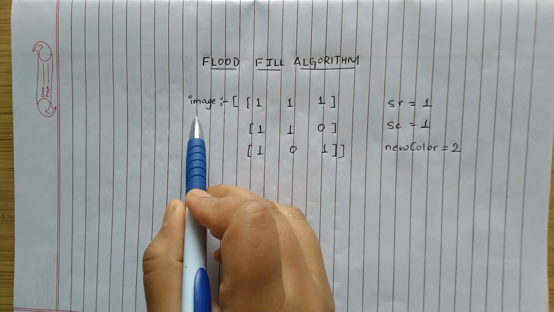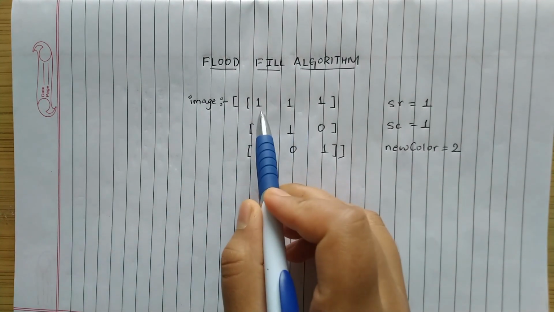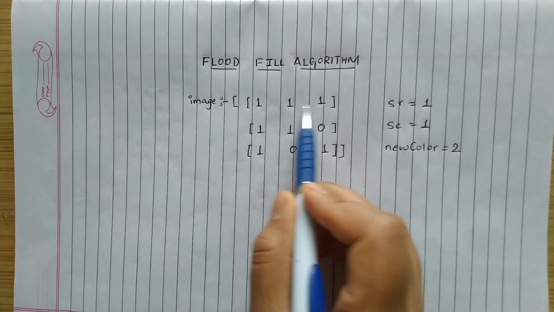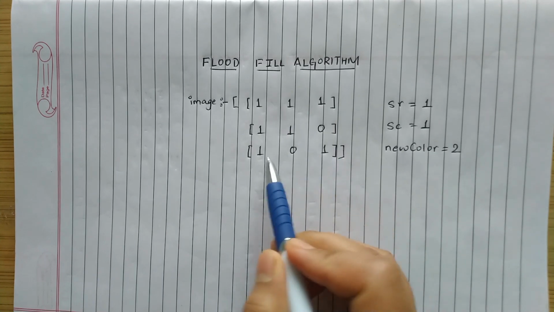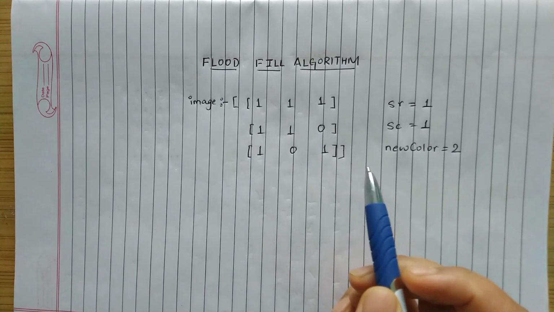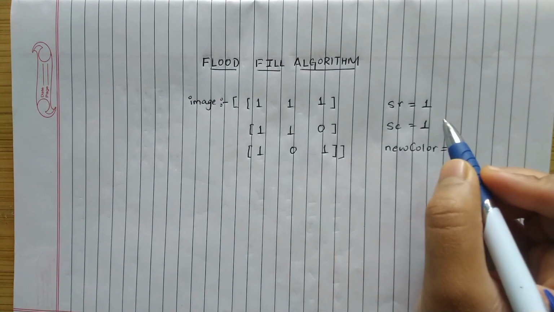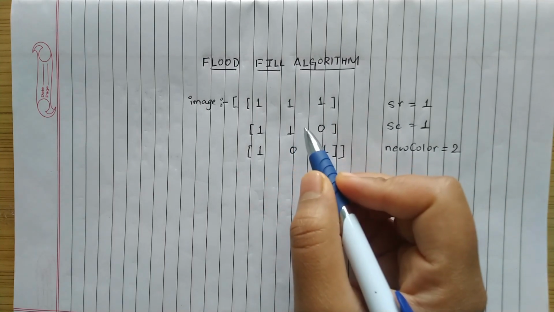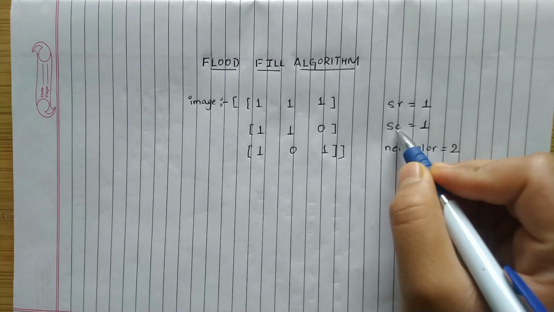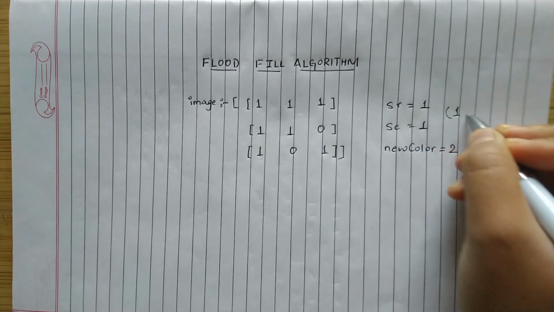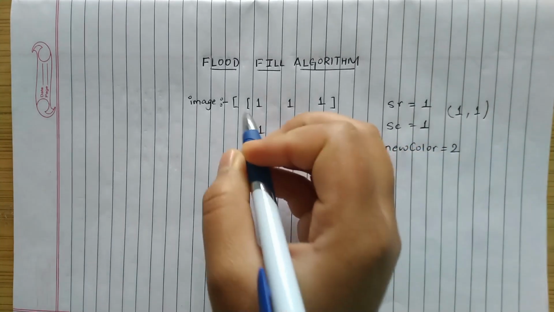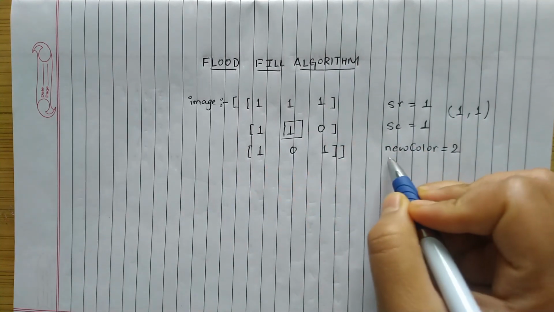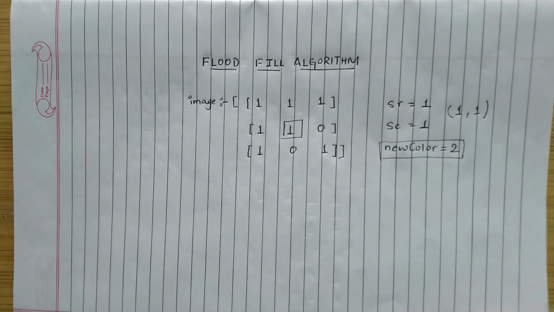We have a matrix of image. It's a 2D matrix, and in the first row we have 1 1 1, second 1 1 0, and then 1 0 1. We are also given a coordinate where we have to start filling the color, that is SR comma SC, that is 1 comma 1. In this matrix 1 comma 1 will be this position, and the new color to fill is 2.